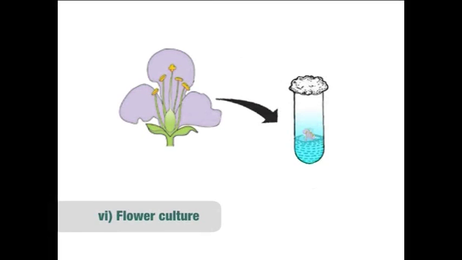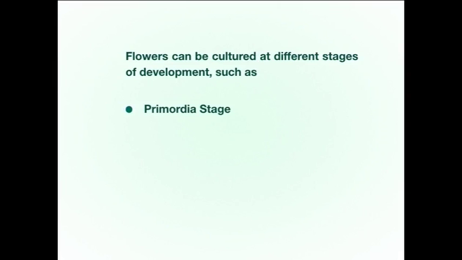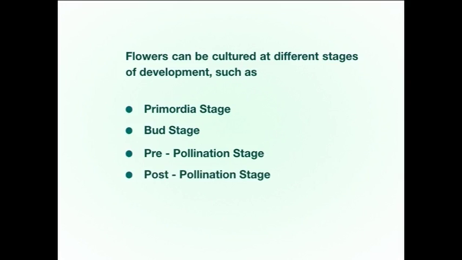The sixth type of plant organ culture is flower culture. Flower culture can be defined as the aseptic culture of excised young or mature floral buds on suitable culture medium, where they develop normally to bloom in the culture vessels and produce healthy mature seeds. Flowers can be cultured at different stages of development, such as primordial stage, bud stage, pre-pollination stage, and post-pollination stage.